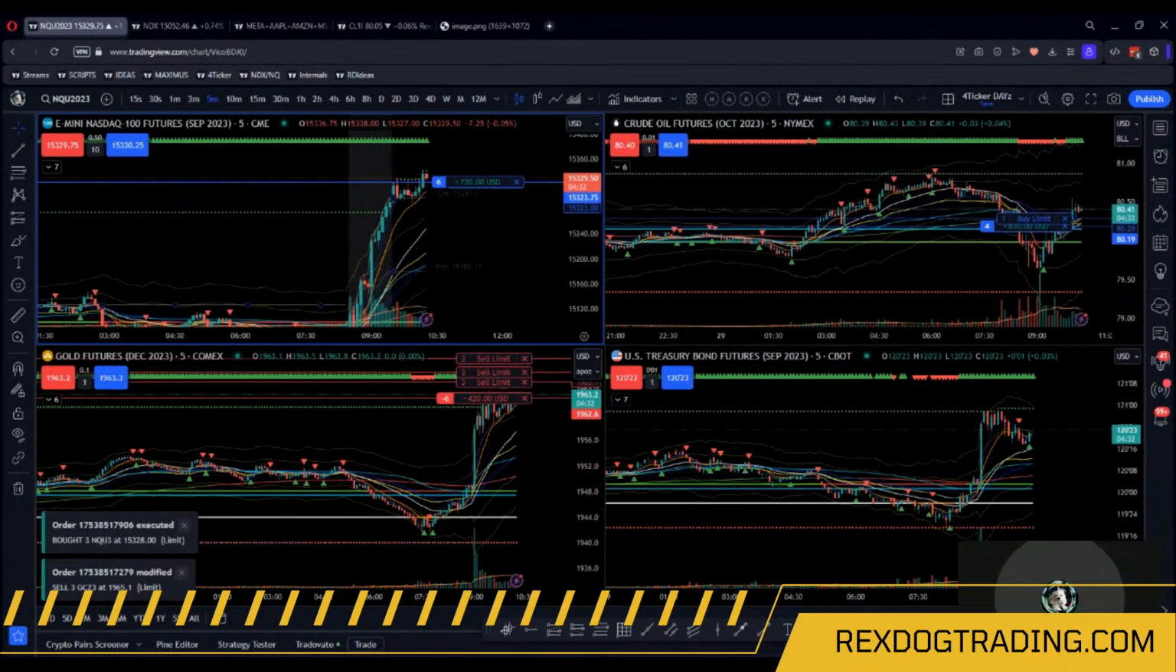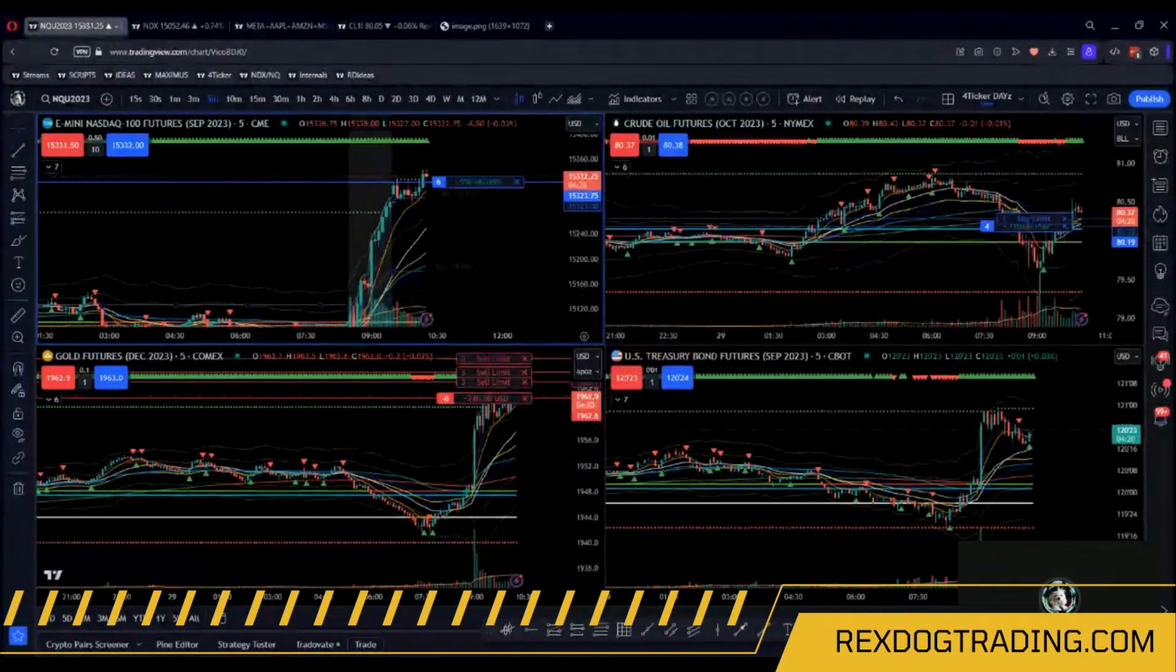So the question: will the chart 3 on the NQ pull back to the key area? That key area would be right around 305. Mute the mic.